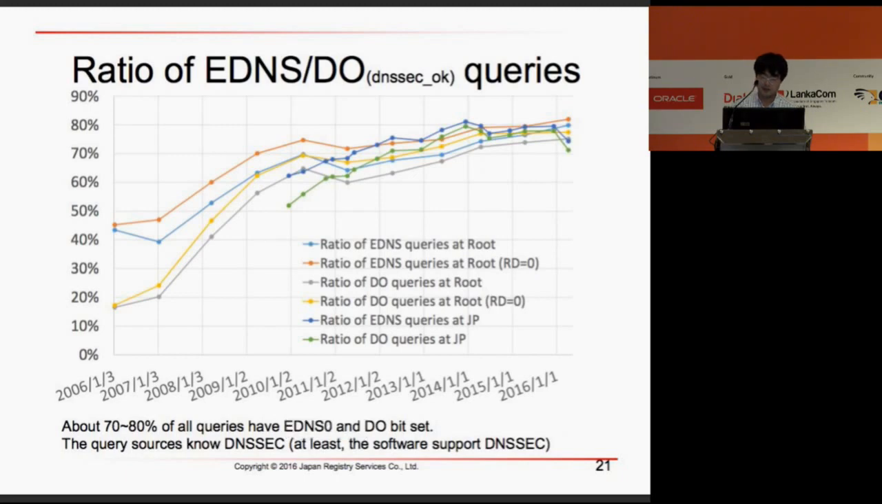Next graph shows ratio of EDNS0 DNSSEC OK queries. About 70 or 80% of all queries have EDNS0 and DO bit set. The query source knows DNSSEC, at least the software supports DNSSEC.